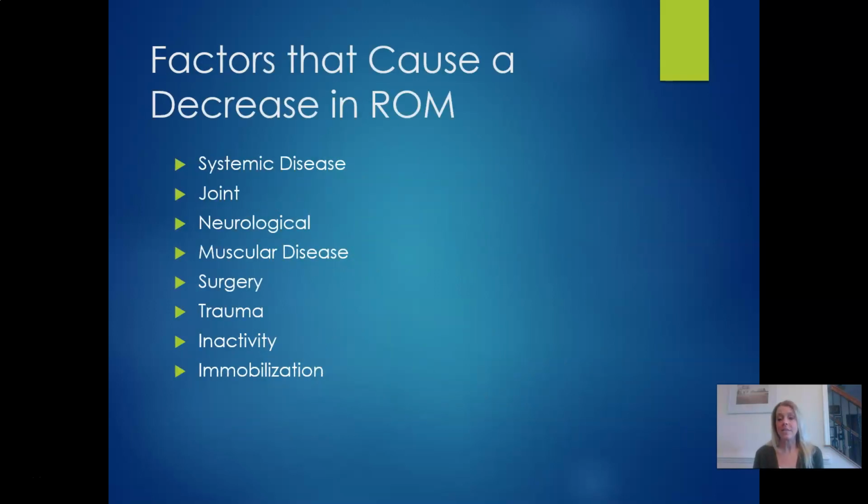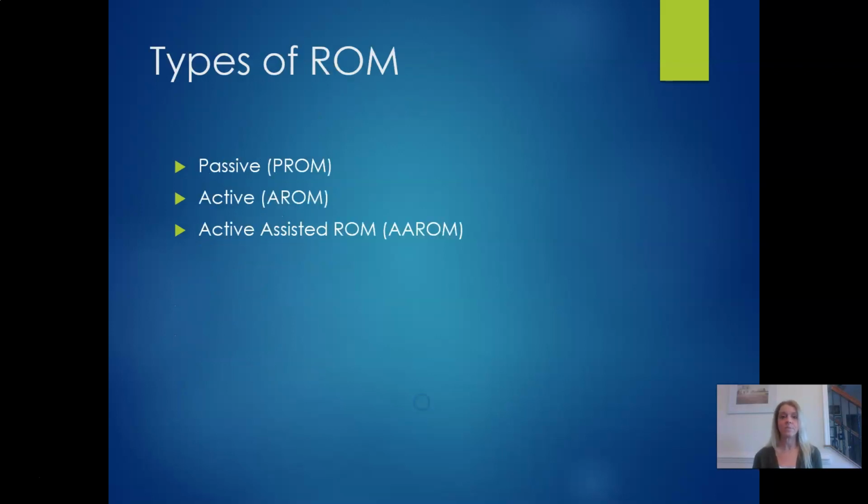Things that can cause a decrease in range of motion are things like disease processes, joint diseases or injuries, neurological insults or injuries, muscular diseases, surgeries, traumas, just inactivity. Being sedentary for long periods of time is going to decrease flexibility, or even things like sitting at a desk for 8 hours a day starts to lead to decreased flexibility and poor posture. Immobilization is also going to absolutely affect range of motion and decrease range of motion.